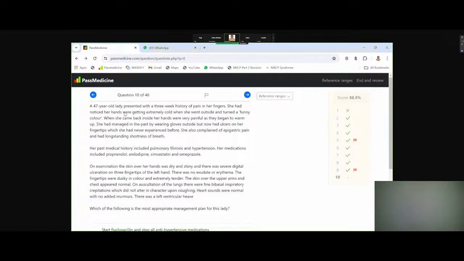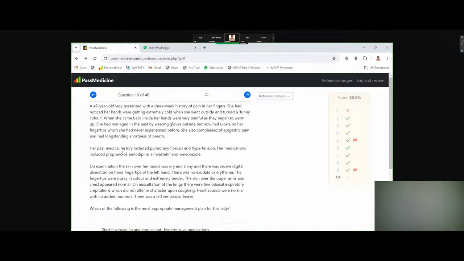A 47-year-old lady presented with a 3-week history of pain in her fingers. She had noticed her hands were getting extremely cold when she went outside and turned a funny color. When she came back inside, her hands were very painful as they began to warm up. She had managed in the past by wearing gloves outside, but now had ulcers on her fingertips, which she had never experienced before. She also complained of epigastric pain and had long-standing shortness of breath.